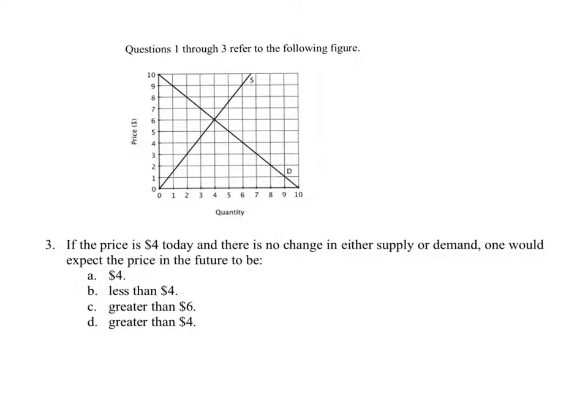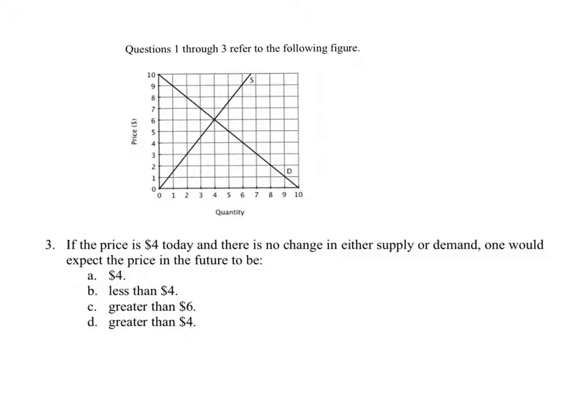Here we begin our marathon wrap-up to the Readiness Assurance Process quiz number 2, the quiz for Module 2. And the first problem that teams and individuals before them had trouble with was this number 3. The question reads, well, you can read it, but I'm going to read it too. If the price is $4 today and there is no change in either demand or supply, one would expect the price in the future to be what?